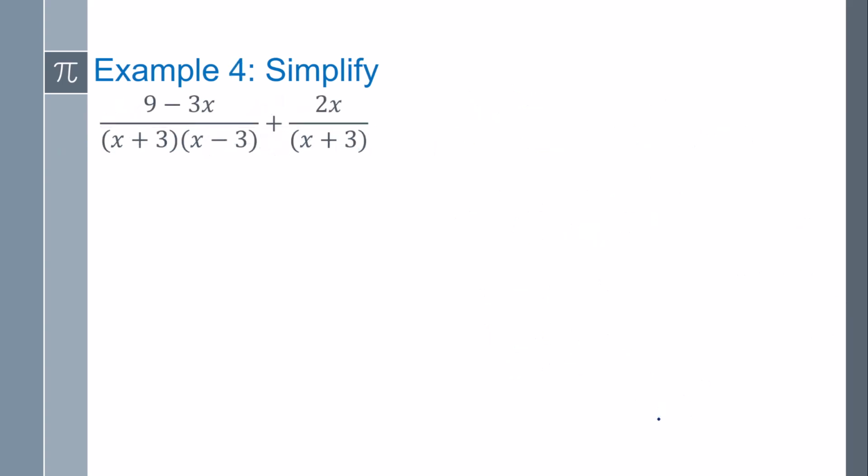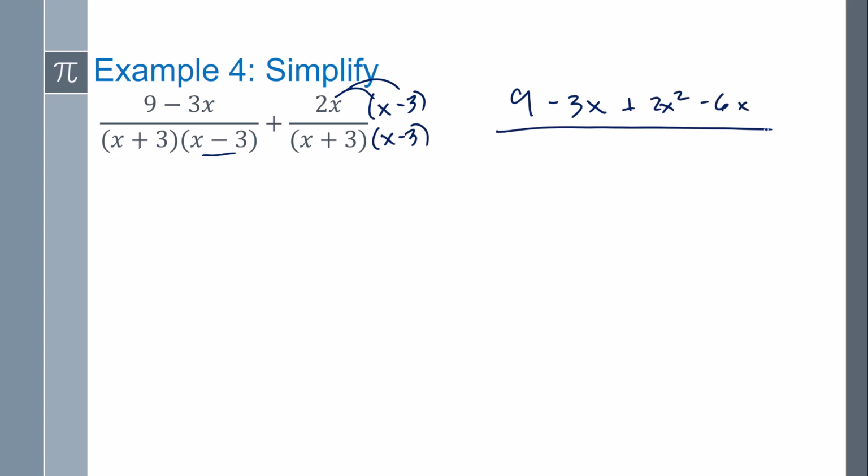Now I'm not going to go all the way for this one, but I just want to show the beginning steps, with x plus 3 and x minus 3 as denominators. So we need to find the common denominator. Now, distribute: 9 minus 3x plus 2x squared minus 6x all over that. That's adding them together, and you have to first find the common denominator to do that.